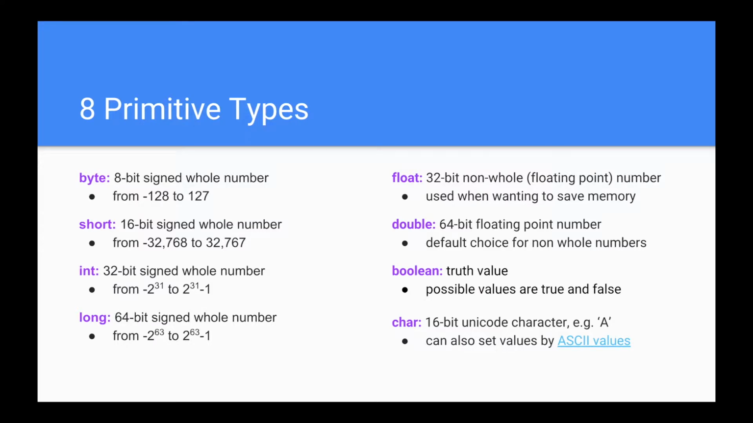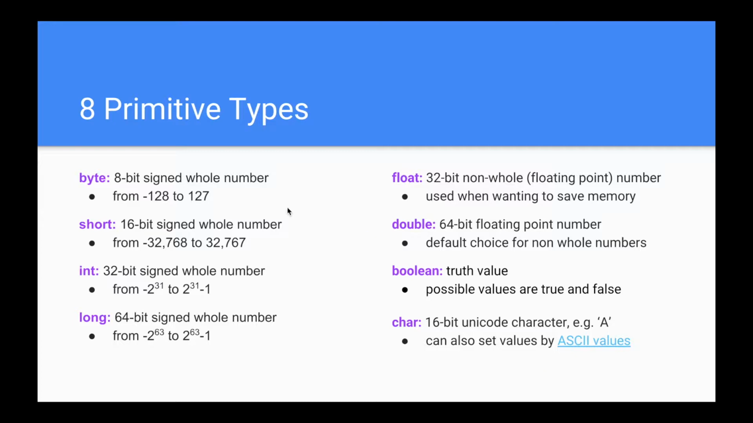The 8 primitive types are byte, which is an 8-bit signed whole number that goes from -128 to +127. A short is a 16-bit signed whole number that goes from -32,768 to +32,767. An int is a 32-bit signed whole number that goes from -2 to the 31st to +2 to the 31st minus 1. A long is a 64-bit signed whole number, and it goes from -2 to the 63rd to 2 to the 63rd minus 1.